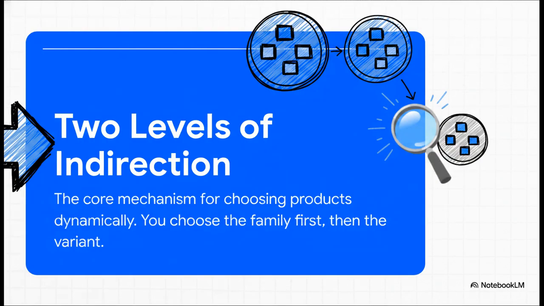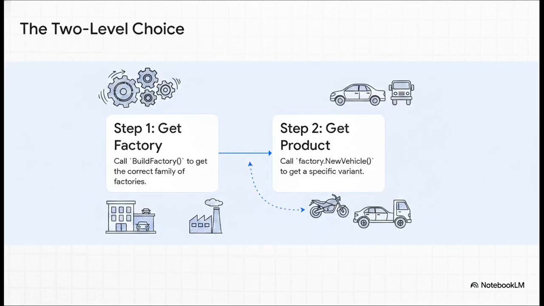So this gets us to the absolute core mechanism that makes this pattern so flexible. It's this idea of having 2 distinct levels of choice, or what we call indirection. We're not just picking a product directly. We're picking a family first, and then picking a product from inside that family. This 2-step process maps perfectly to our code.